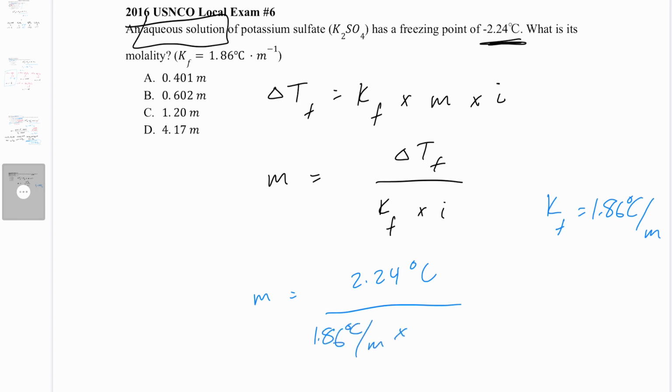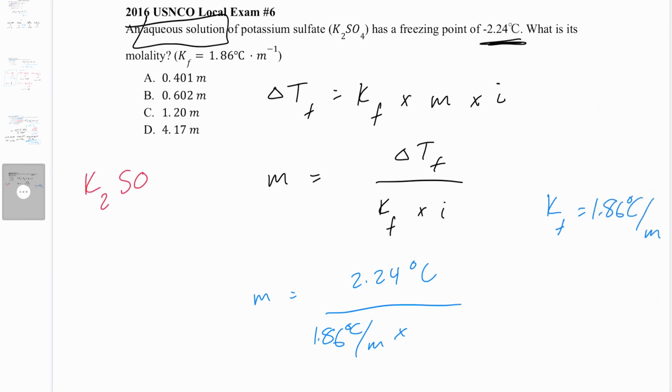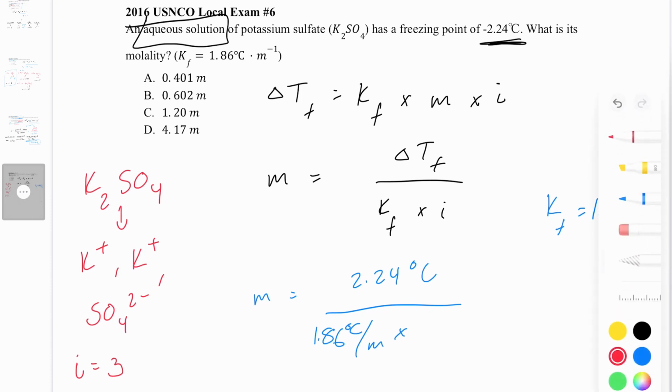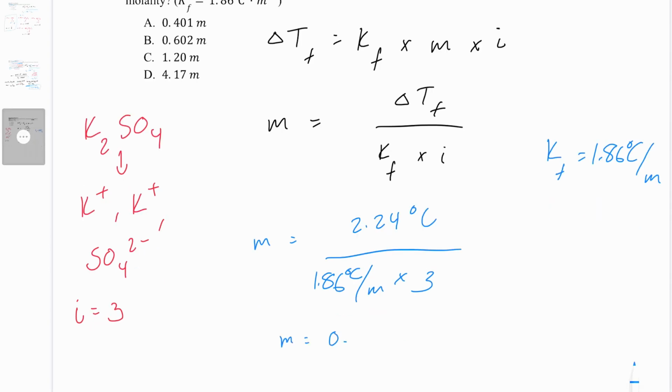And the last one is the Van 't Hoff factor. We're dealing with K2SO4. K2SO4 is a salt, which means that it's going to be a strong electrolyte, and therefore it's going to dissociate into 2 K+ and SO4 2-, which means its Van 't Hoff factor is 3. So let's plug that last bit of information in, times 3, and all that there's left to do is solve for M. Once you do, you realize M is 0.401 molality. And so our answer here is A.